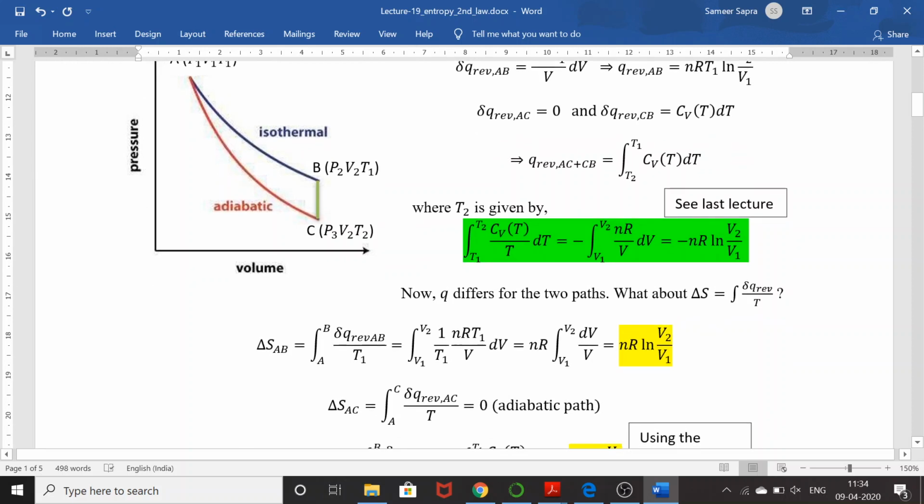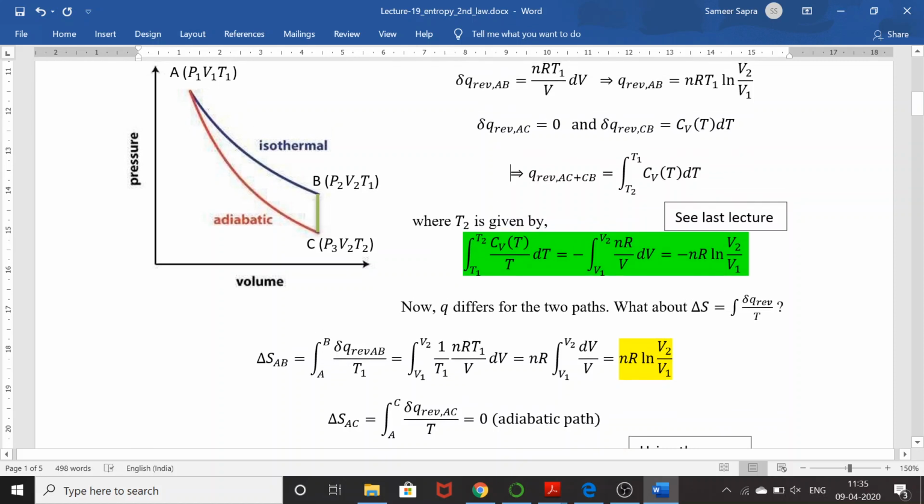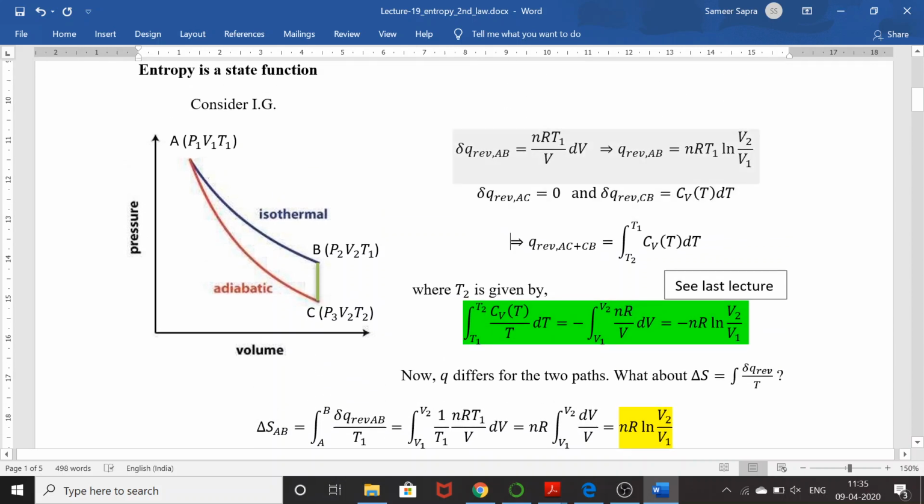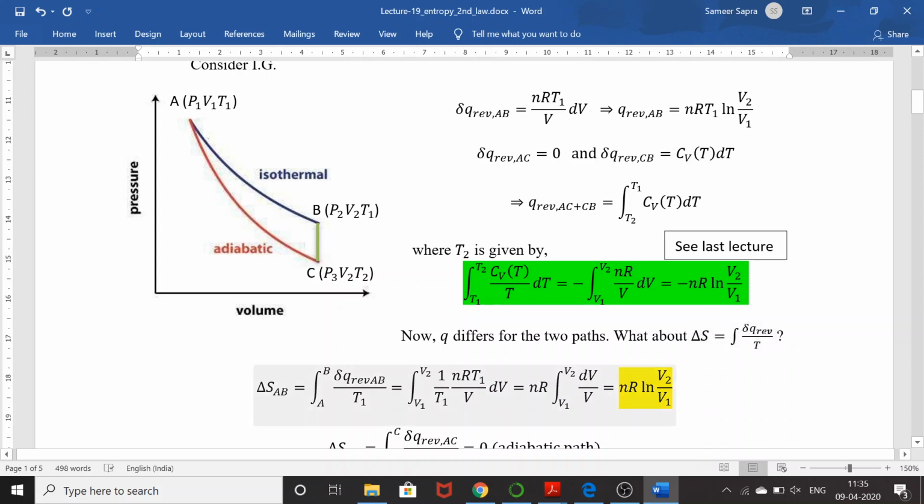So we've seen Q is Cv into T1 minus T2, and Q over here is nRT1 log V2/V1. It is different for both the paths. But what about delta S, which is the integral of delta Q reversible by T? It's easy to calculate for this. Since T1 is a constant, I could just divide it and get nR log V2/V1.